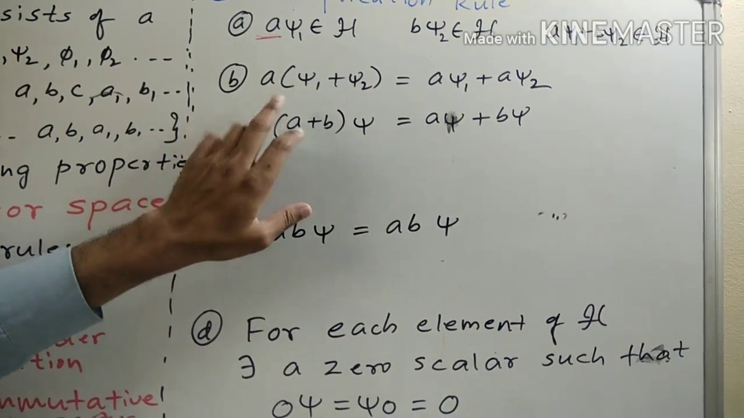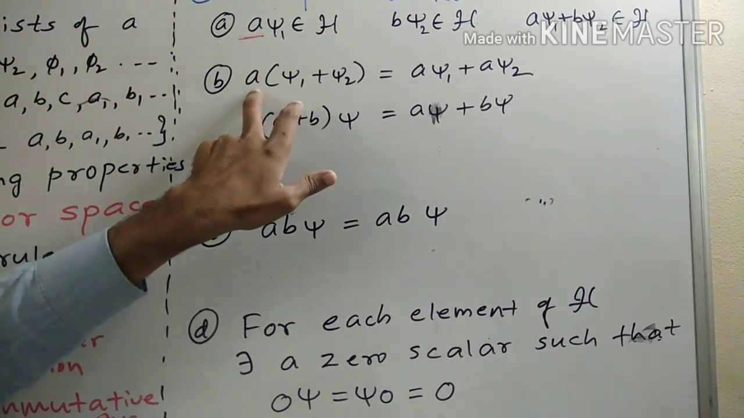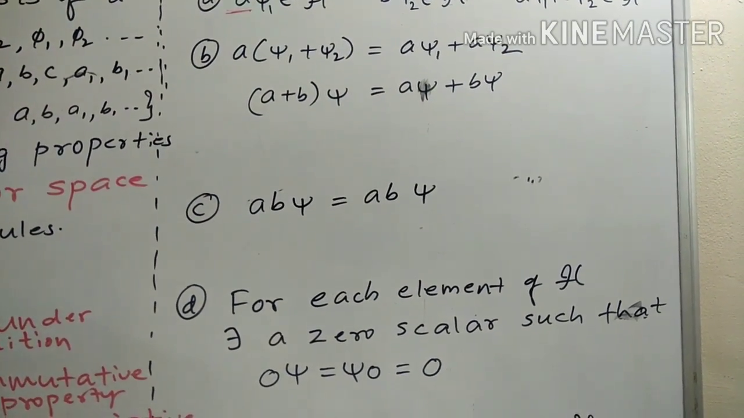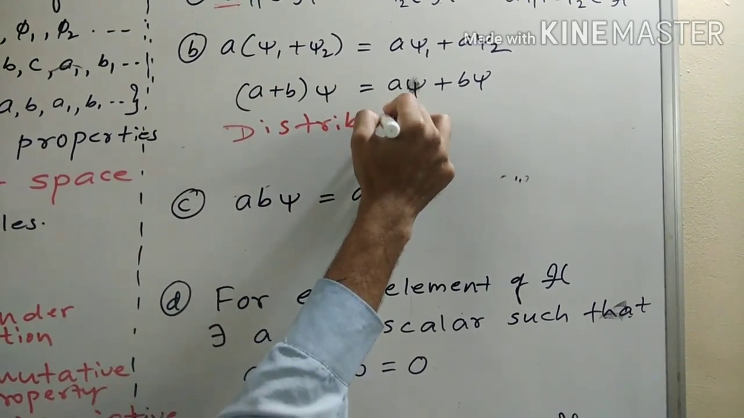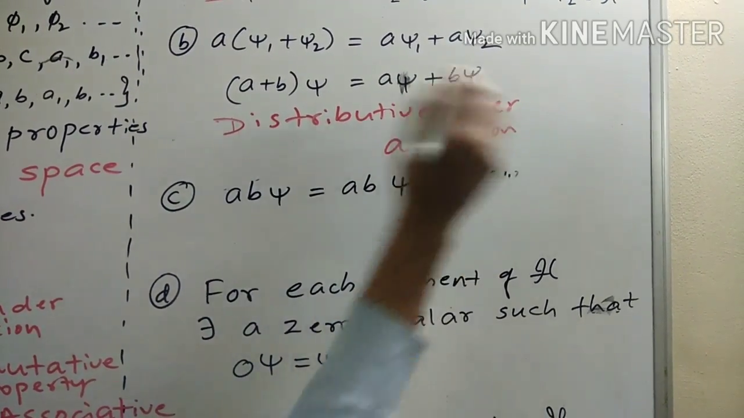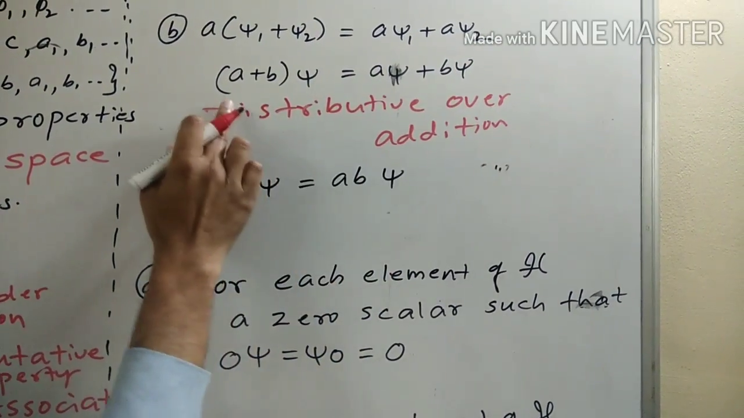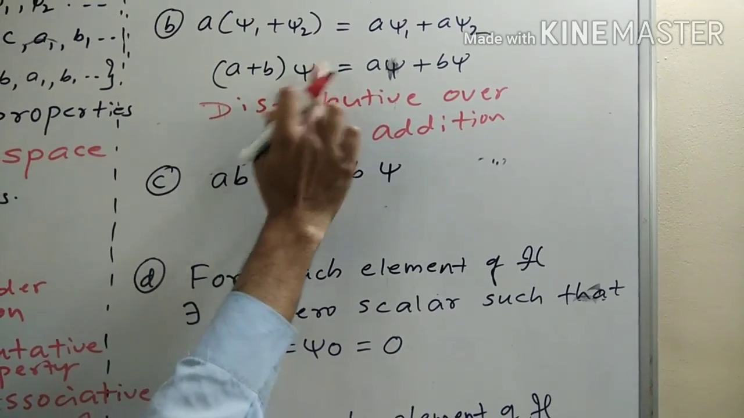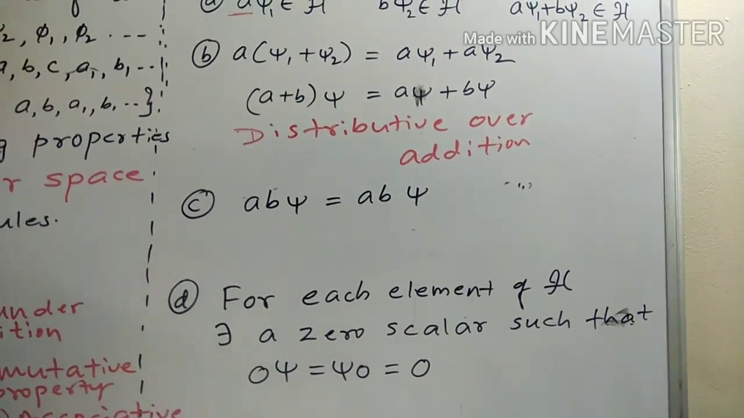The second one is, if you take a scalar and the addition of two vectors, this scalar gets distributed over both the vectors. So this property is called distributive over addition. A times (psi1 plus psi2) is equal to A psi1 plus A psi2. Or if we have two scalars, A plus B, multiplied with the vector psi, then we can have A psi plus B psi. These two are called distributive over addition.